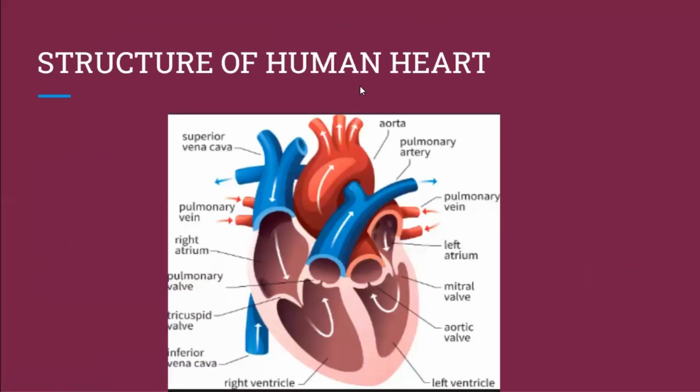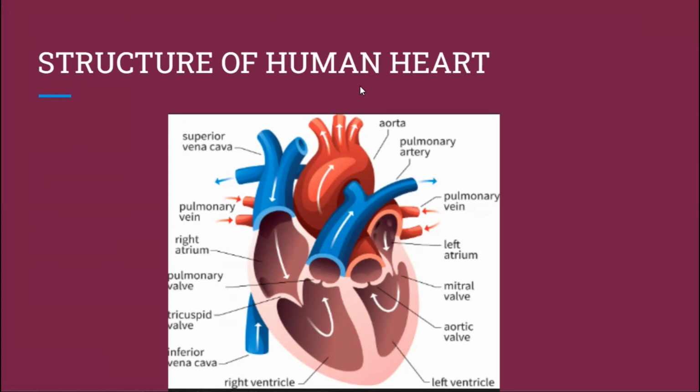Today we are going to see the structure of the heart. So this is the human heart. Our heart is first of all made up of strong cardiac muscles. It is a muscular organ. It is slightly conical in shape, slightly triangular in shape. And for extra protection, it is surrounded by a thin membrane, which is called pericardium.